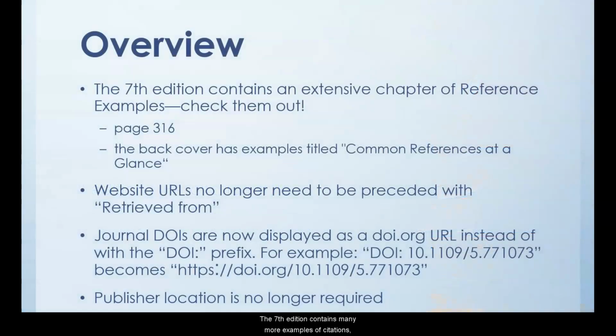The 7th edition contains many more examples of citations, so make sure you check them all out. You no longer need to have "retrieved from" before the URL of online resources. Journal DOIs, digital object identifiers, have a new format, and the publisher location is no longer required.